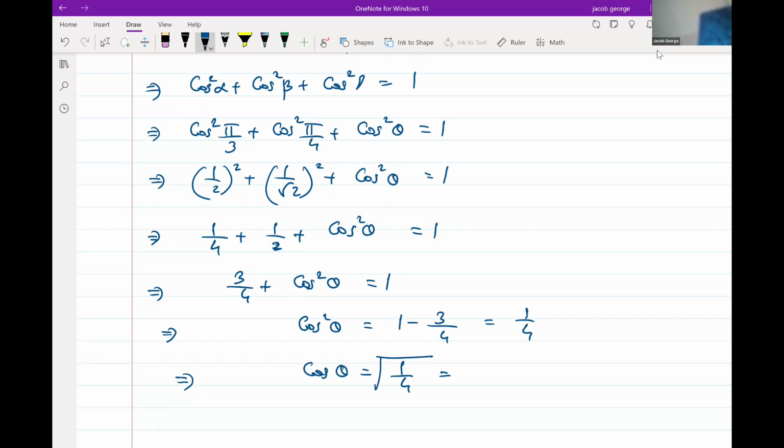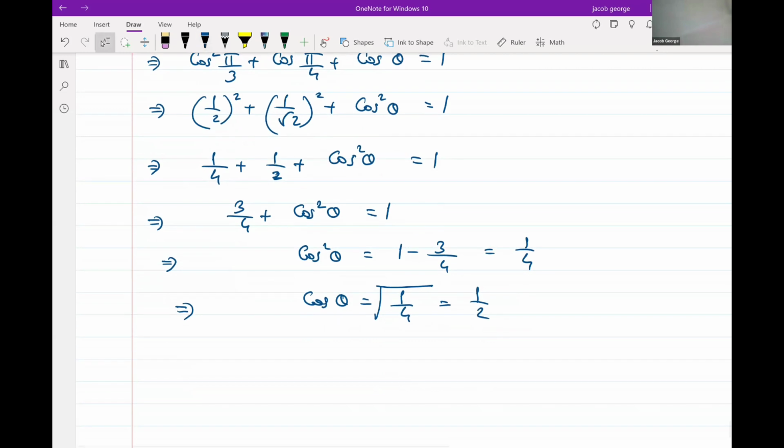Since theta is what type of angle? Acute angle. Acute angle means we take the positive square root, 1 by 2. So theta will be cos inverse 1 by 2. What is cos inverse 1 by 2? Pi by 3, 60 degrees. Is it clear? Now, one more step is there. Find out the unit vector. How do you write the unit vector?